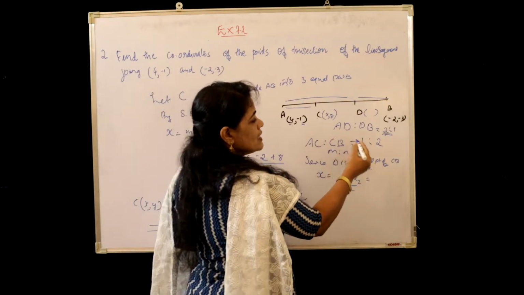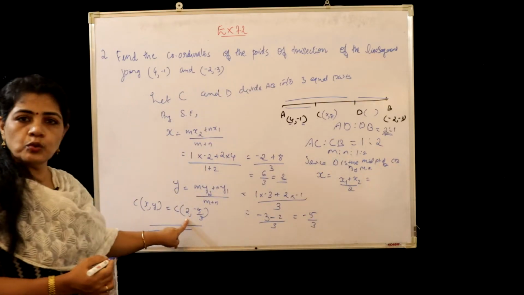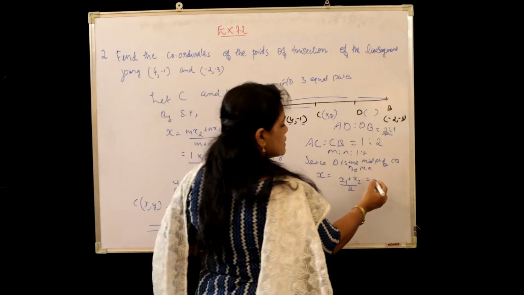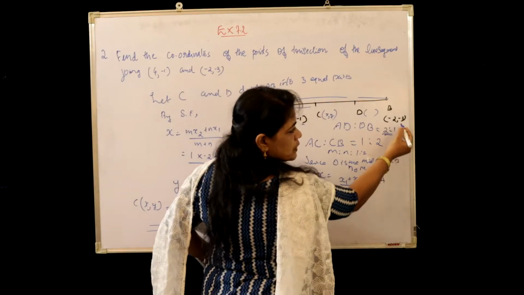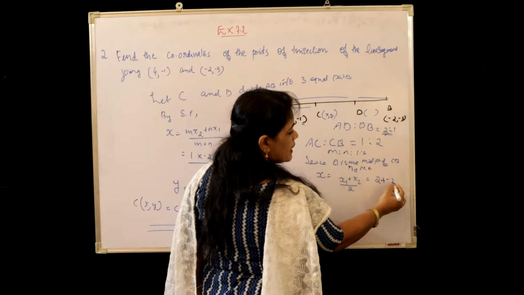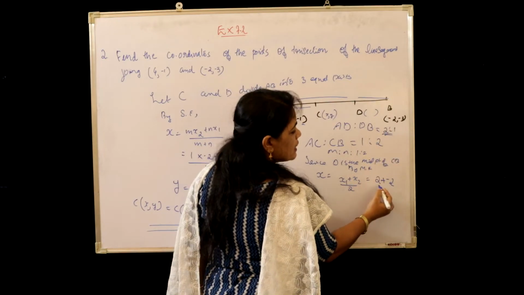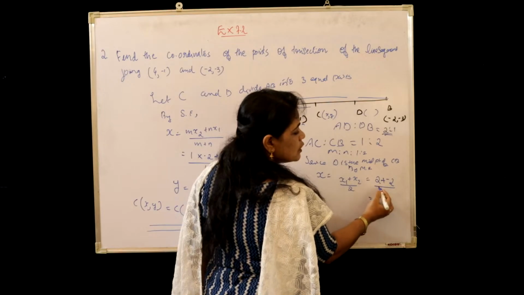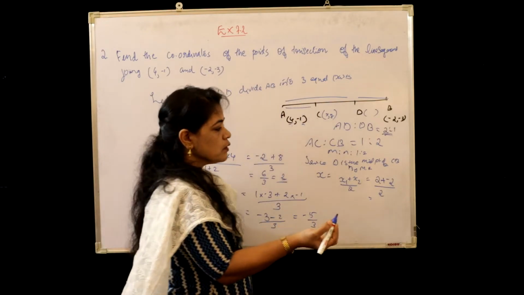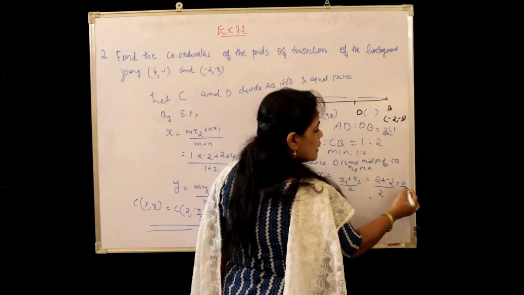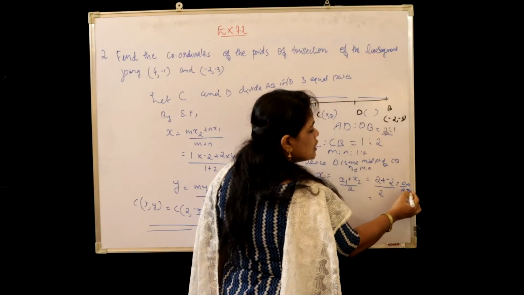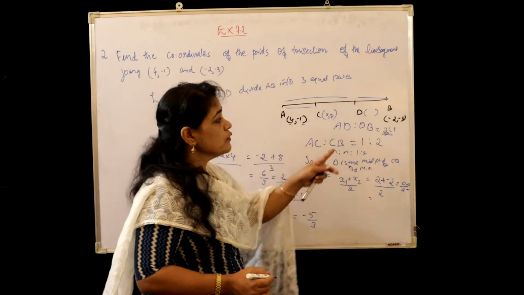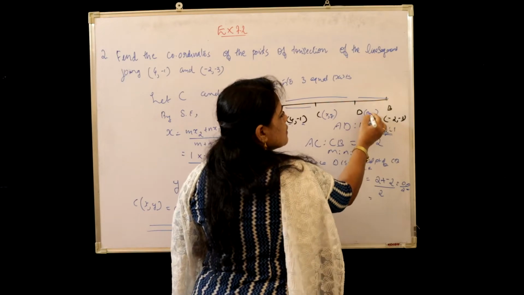So x1 is 2, 2 plus x2, here it is minus 2, minus 2 divided by 2. That is 2 minus 2 is 0. 0 by 2 is 0. That is equal to 0. That is, the x coordinate of this point D is 0.